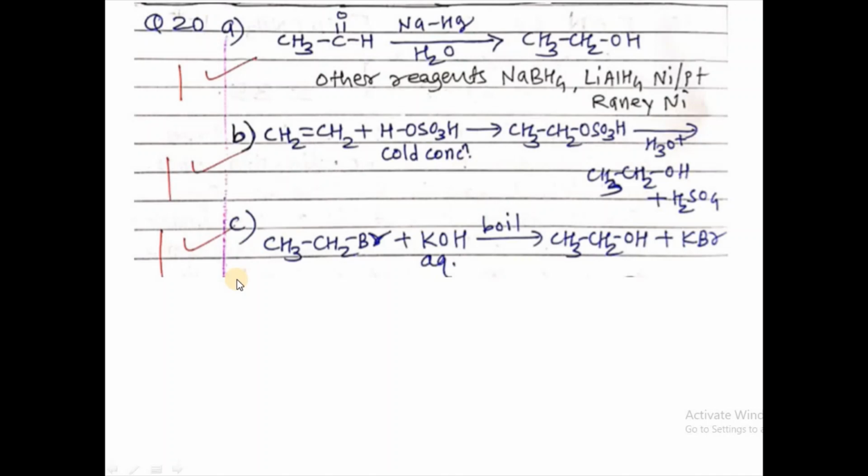And last is C, bromoethane, CH3CH2Br plus aqueous KOH, boil, and it is a nucleophilic substitution reaction. Bromine is replaced by OH, forming CH3CH2OH plus KBr.